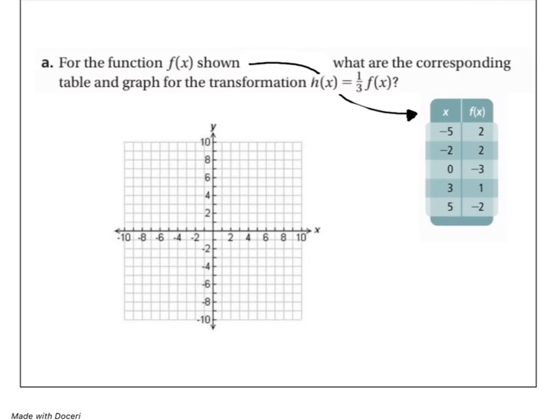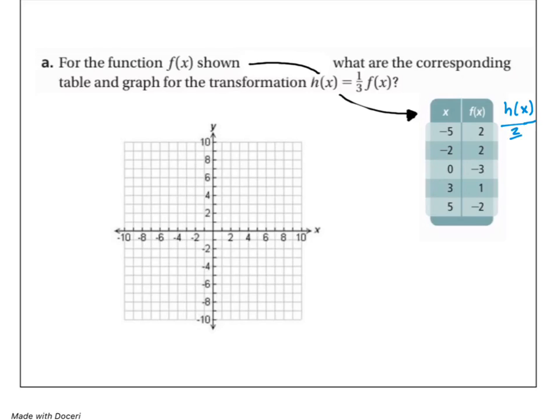So here it says, for the function f of x shown, what are the corresponding table and graph for the translation of h of x equals 1/3 f of x? So we're looking for a shrink in this case by 1/3. So we're going to try to find the values of h of x to finish the table. So we're taking each of the f of x values and multiplying by 1/3.